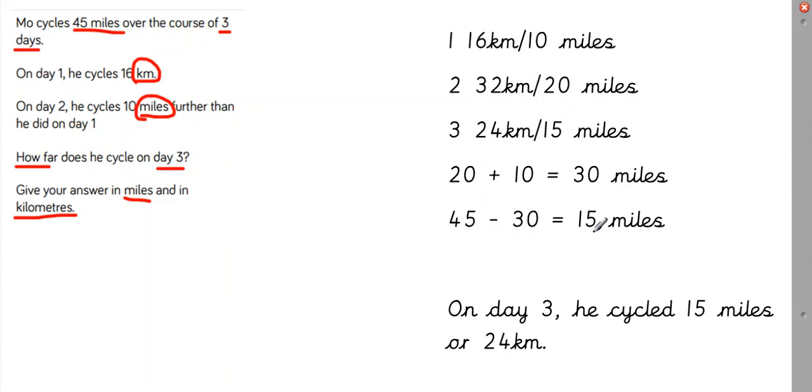Okay, so 20 plus 10 is 30 miles, 45 minus 30 is 15 miles. So that's where we've got that from. Because he's already cycled 30 miles altogether and we want 45 miles, we would do 45 minus 30 miles, which is 15 miles, and then convert that into kilometres. It's approximately 24 kilometres. Well done if you got that one correct.